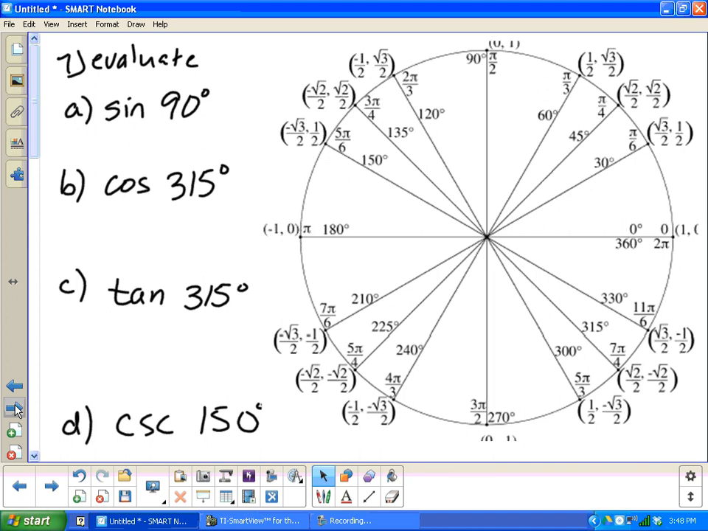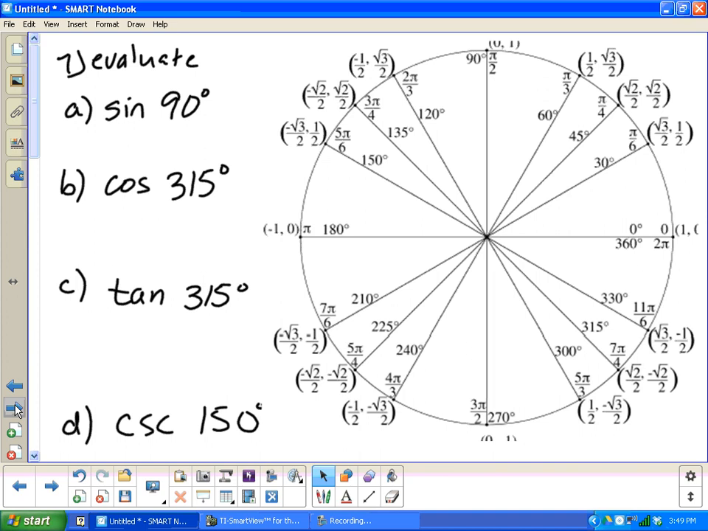On my unit circle, let's recall that the cosine is the x-coordinate of a certain point. So like randomly here at 150 degrees, the cosine would be negative square root of 3 over 2. And then the sine would be the y-coordinate. So at 150 degrees, the sine is 1/2. So cosine is x, sine is y. So for secant and cosecant, we could just use sine and cosine by using the reciprocal identities.